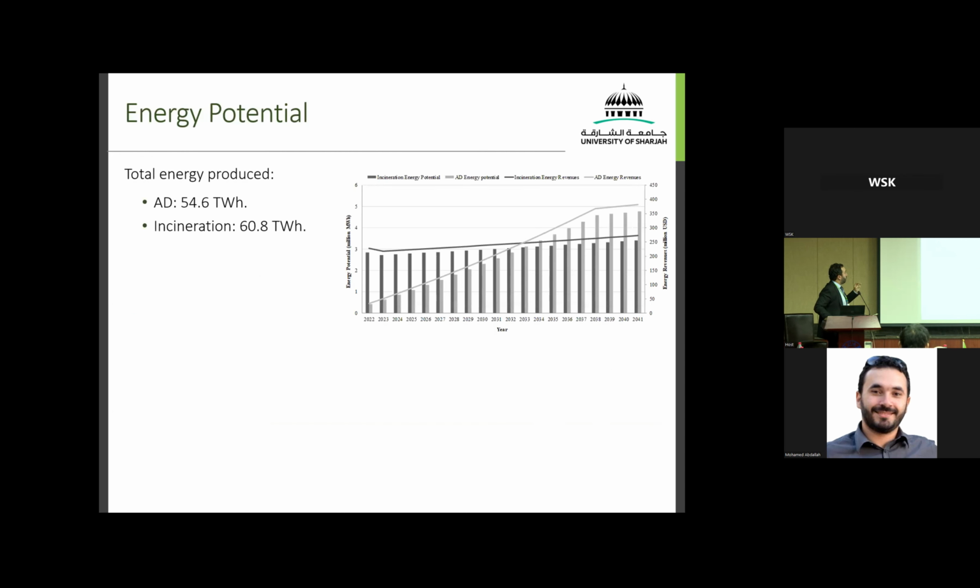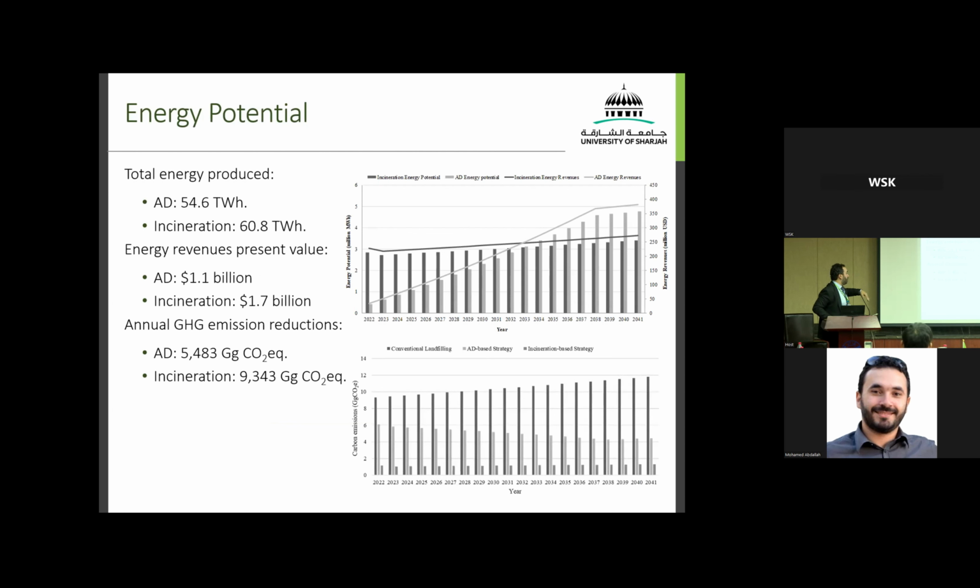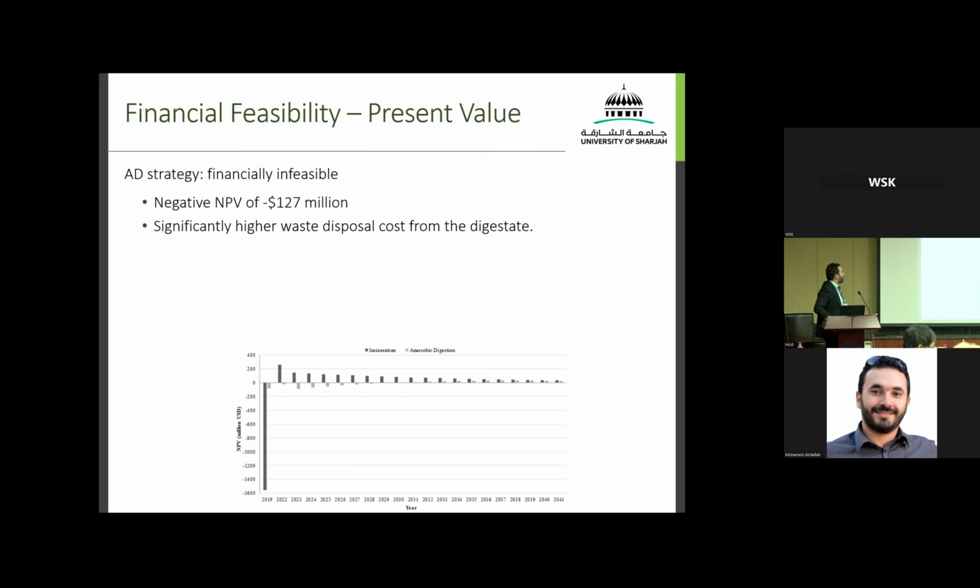All right. So the total energy produced from the AD, or the anaerobic digestion strategy, of course, the incineration was higher. The revenues for the incineration was higher as well. And the annual GHG emissions reductions was also higher in the incineration. So at the base level, when we're comparing these two main approaches of dealing with the waste, the incineration actually yielded better results. The AD technology proved to be not feasible, so it has a negative net present value.